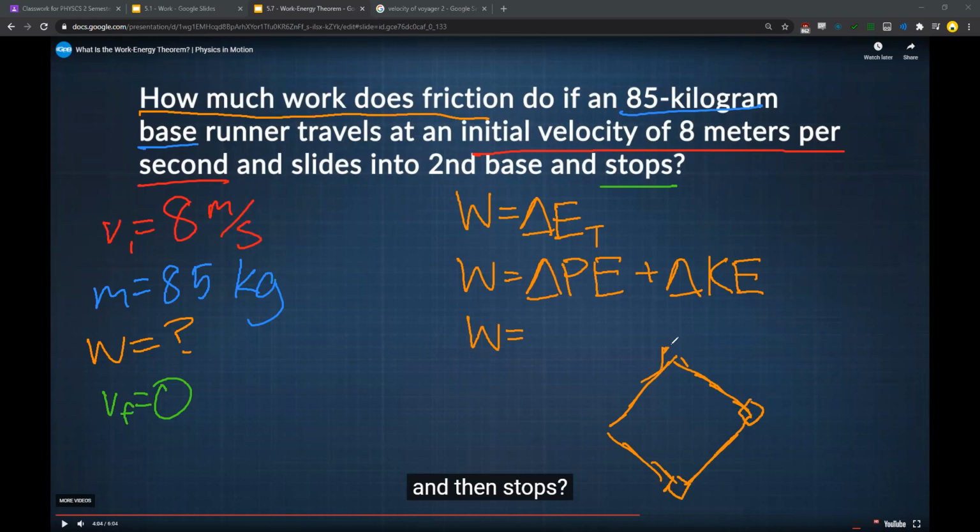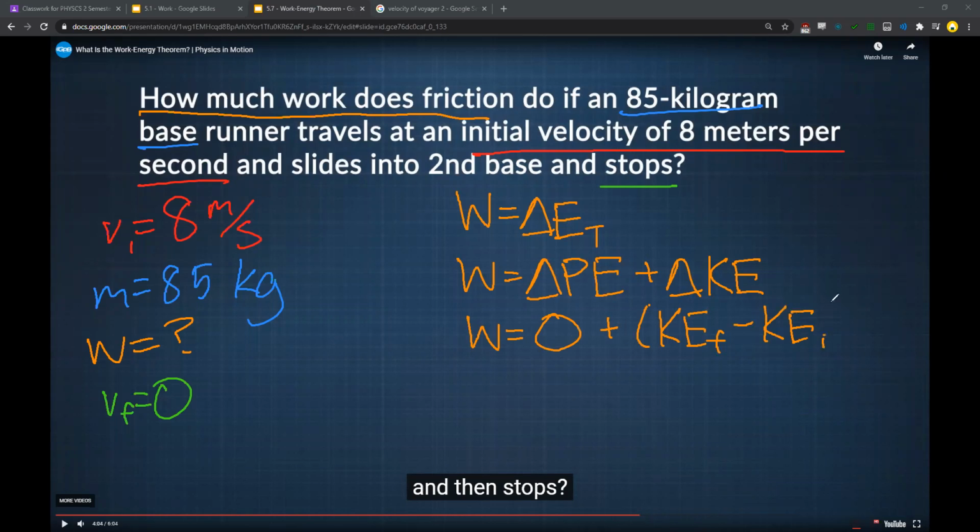I'm sorry, actually. So there are 4 bases in baseball, right? And they're all basically on the same height relative to the ground. So is there a change in potential energy if your height is 0? No, there's no change in potential energy. So your change in kinetic energy is KE final minus KE initial. Work is equal to 1/2 mv squared minus 1/2 m vi squared.